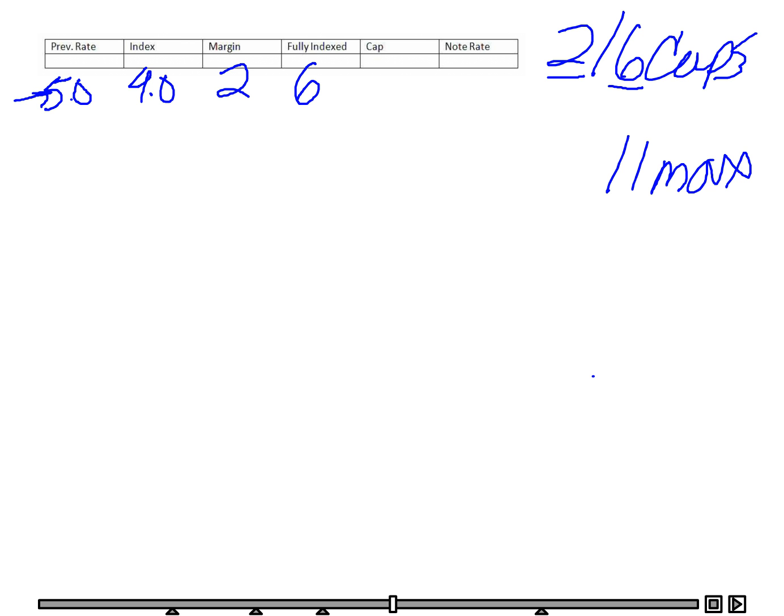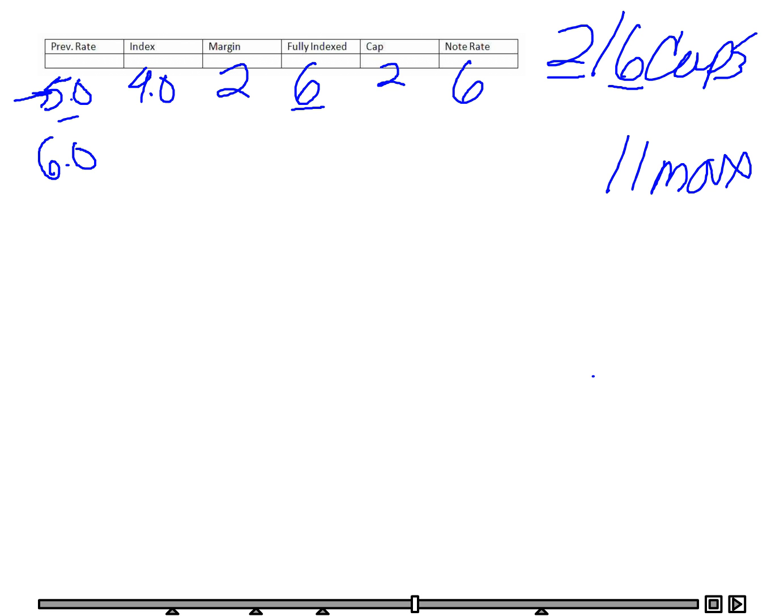Now, on this example, if we start with a note rate of 5% with our 2/6 caps, that rate can go up to 7 and down to 3. So our fully indexed rate, which is what the loan wants to adjust to, is within that range. And so with a 2% cap, we will adjust to 6%, which is what the loan wants to adjust to. And it can do so because of the caps. So that 6% now becomes our previous rate as we talk about the next adjustment.